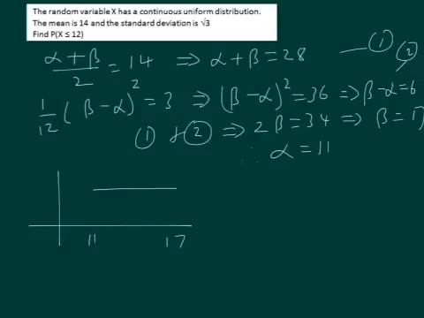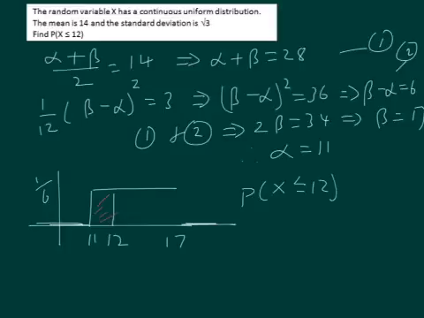We want the probability that x is less than or equal to 12. So let's just make it clear what's happening here. What we want is this area here, where this number here is 12. Because the width is 6, the height must be 1/6. Remember, base times height is area, total area is 1. So this area, which is the probability that x is less than or equal to 12, is equal to the base times the height, so that's 1 times a 6th, which is 1/6.